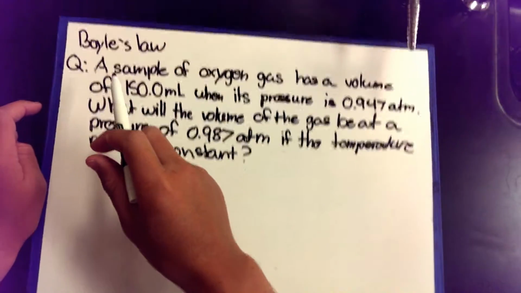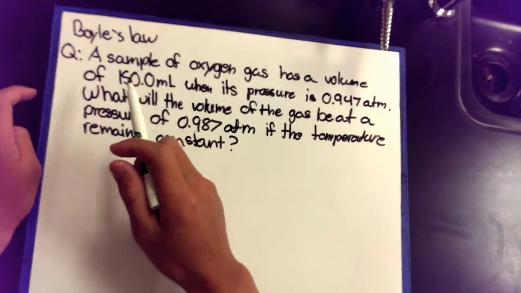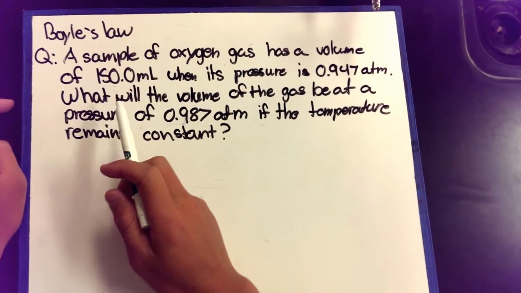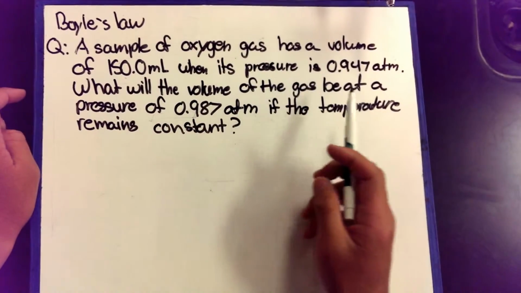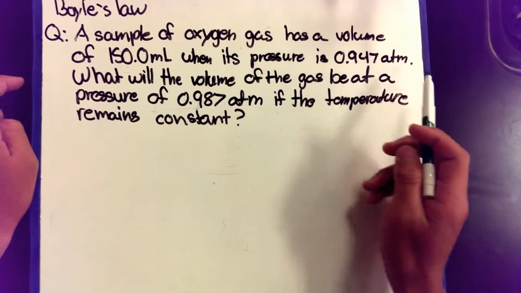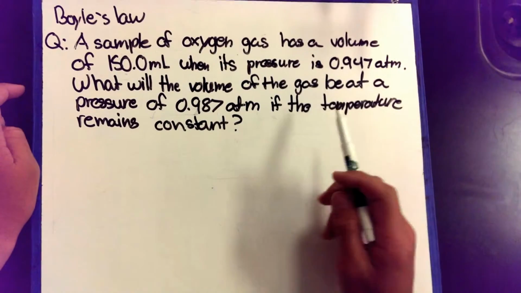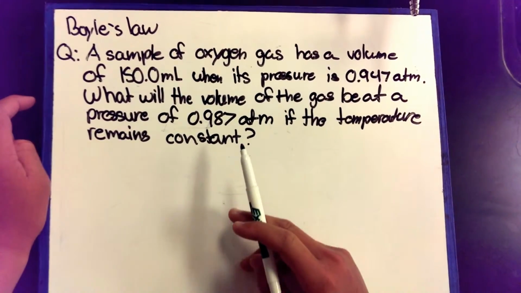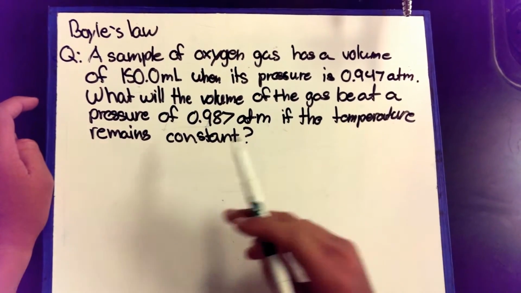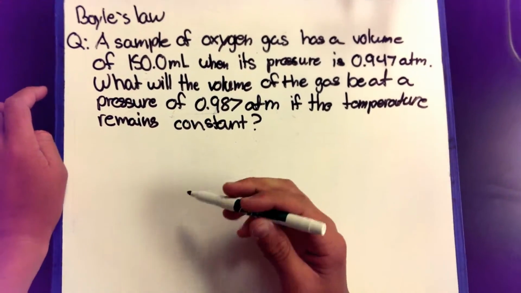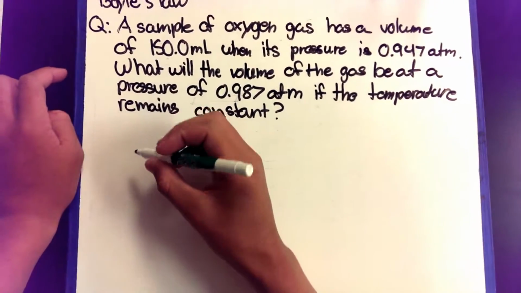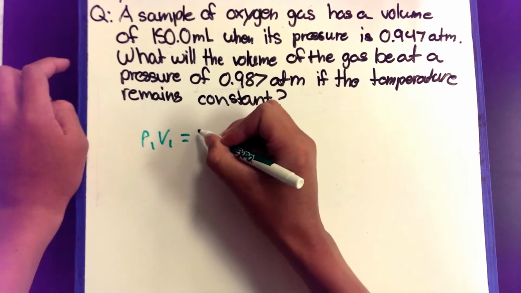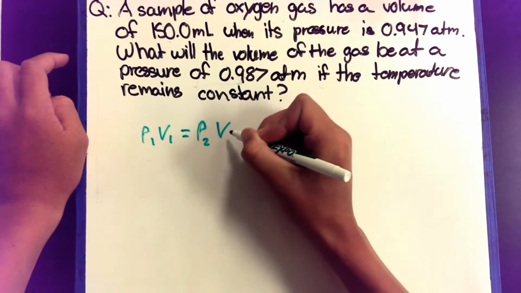The question for Boyle's law is: a sample of oxygen gas has a volume of 150 milliliters when its pressure is 0.947 atm. What will the volume of the gas be at a pressure of 0.987 atm if the temperature remains constant? So the equation for this problem is P1 times V1 equals P2 times V2.